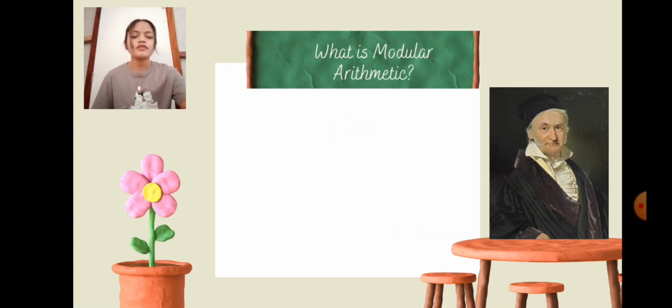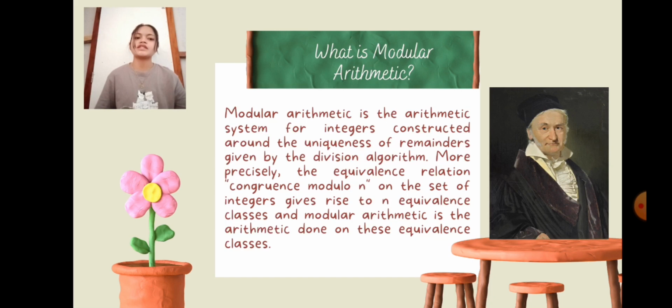Also, modular arithmetic is the arithmetic system for integers, again, constructed around the uniqueness of remainders given by the division algorithm. More precisely, the equivalence relation congruence modulo n on the set of integers gives rise to n equivalence classes, and modular arithmetic is the arithmetic done in these equivalence classes. So yes, that is all about modular arithmetic.